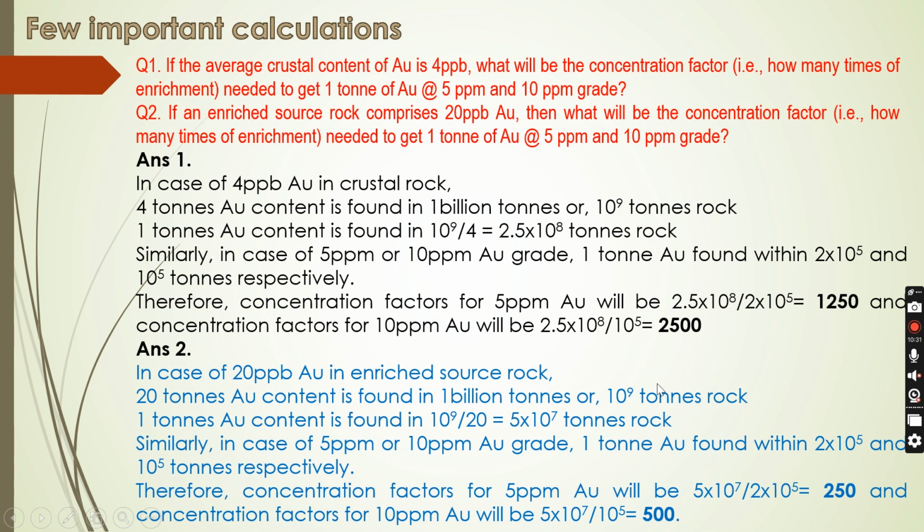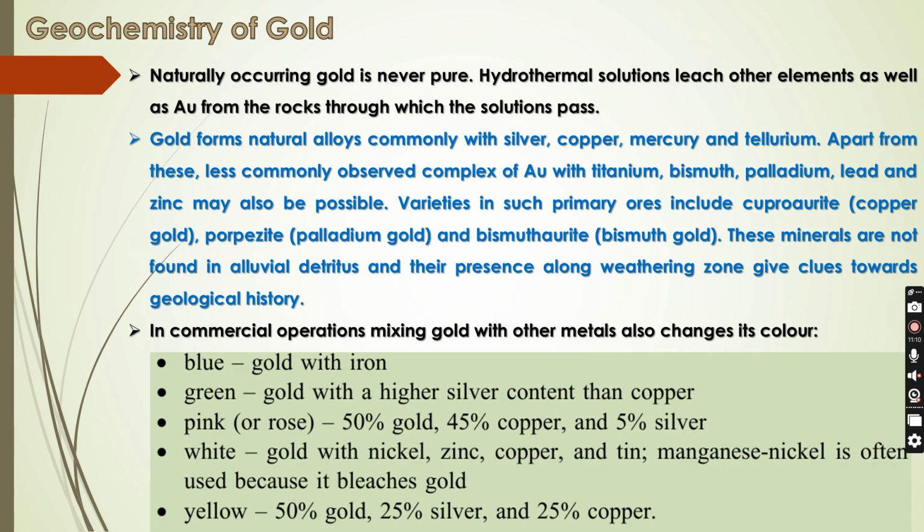So now you can see, for a 4 ppb crustal source, the concentration factor to get 5 ppm will be 1250, whereas for a 20 ppb enriched source, to get the same 5 ppm gold, only 250 times concentration factor is required. Similarly for 10 ppm, only 500 times enrichment factor is required. That means with a better enhanced source, the enrichment factor, the concentration factor should not be required that much. So that is very effective.